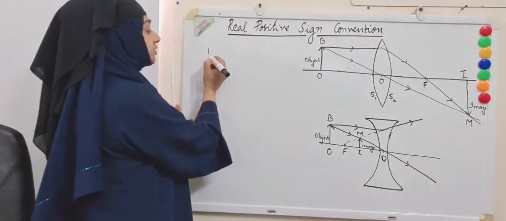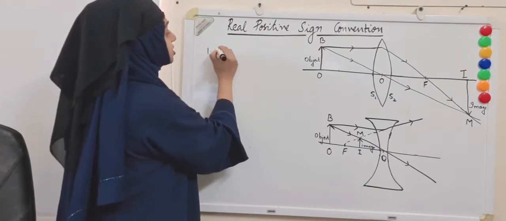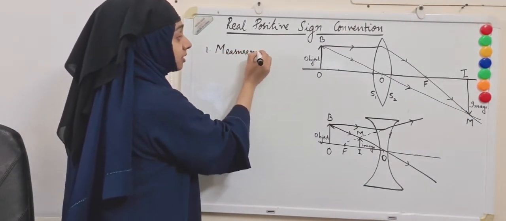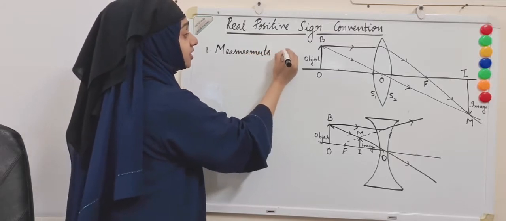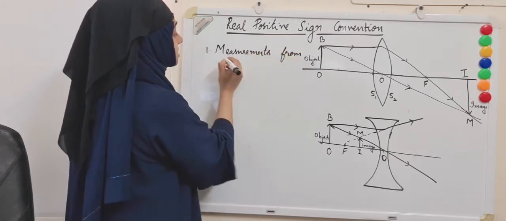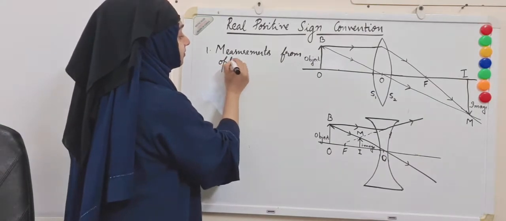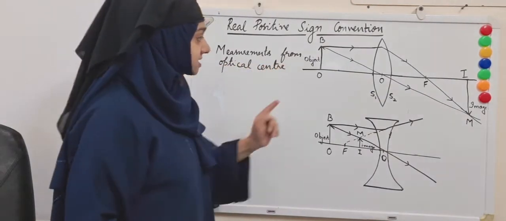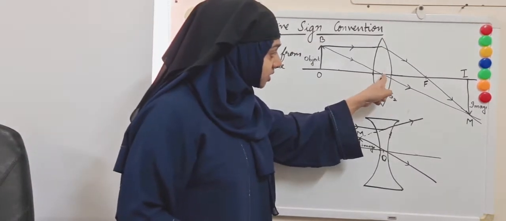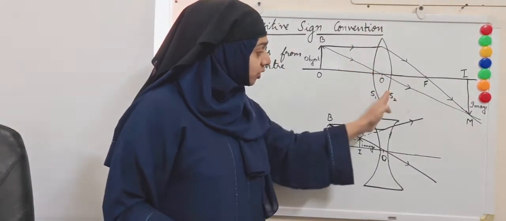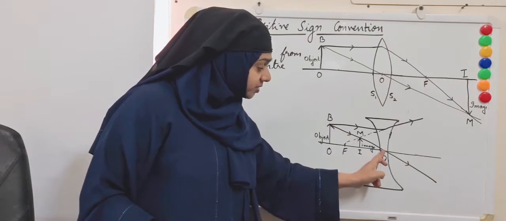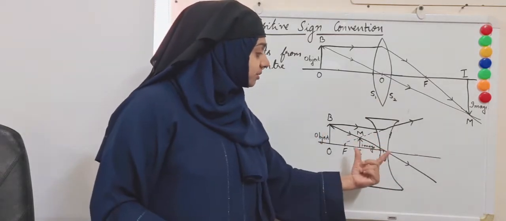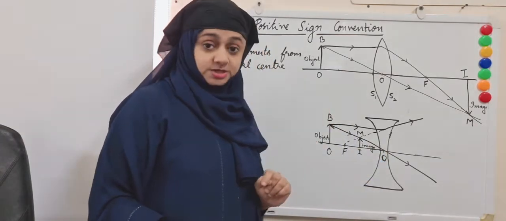So first of all, you have to note that measurements are made from the optical center. In the case of a lens, here you can see this is the optical center of the convex lens. This is the optical center of the concave lens. So all measurements should be made from the optical center.